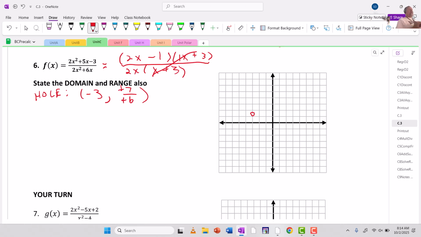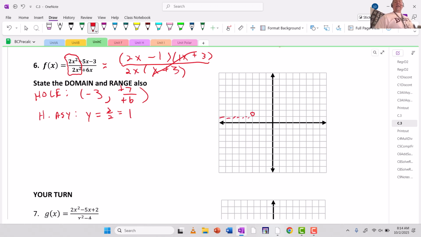Where is the graph at, above or below? Hey, what's my horizontal asymptote? Y equals what? No one said anything first hour. 2/2. What's 2/2, everyone? 1. And then I'm going to draw that.